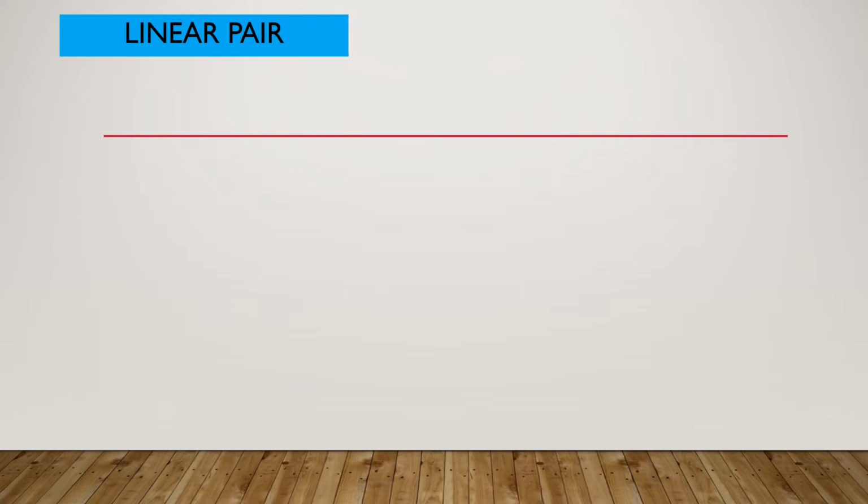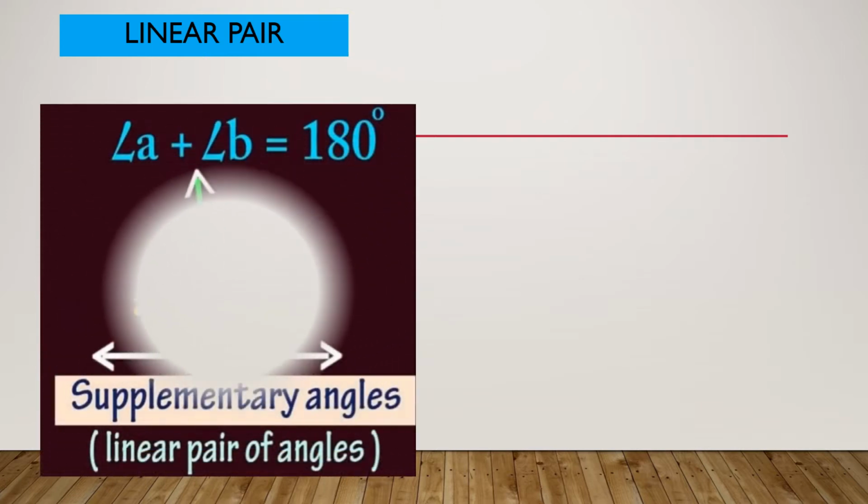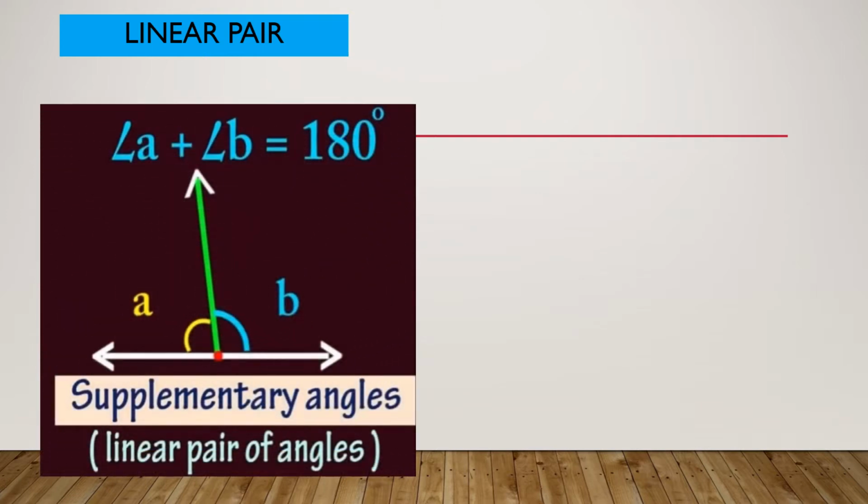Linear pair angles. Before learning linear pair, let us recall what supplementary angles and adjacent angles are. You know that if the sum of two angles is equal to 180 degrees, we can say that they are supplementary angles. Then, if two angles have a common vertex and a common arm and the non-common arms are on either side of the common arm, then we can say that they are adjacent angles.